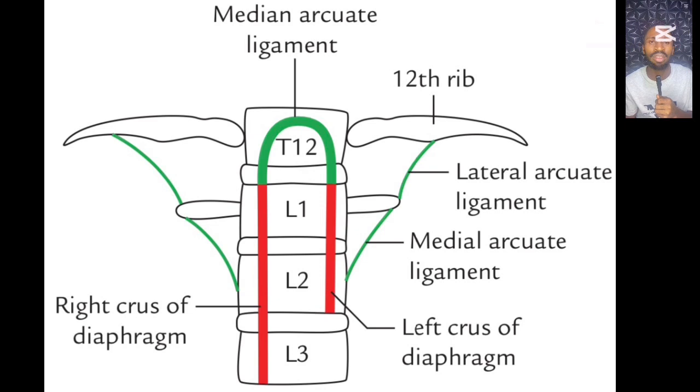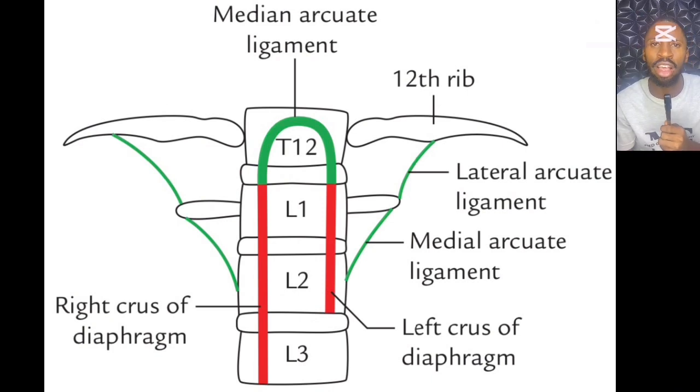At the back, the vertebral part originates from two basic structures, the crura and the arcuate ligaments. So we have the right and left crura, and we have five arcuate ligaments. The right crus spans from L1 to L3 vertebrae and their corresponding intervertebral discs, while the left crus spans from L1 to L2 vertebrae and their corresponding intervertebral discs. Don't forget, the right and left crura are joined together by what? The median arcuate ligament. I told you there are five arcuate ligaments.